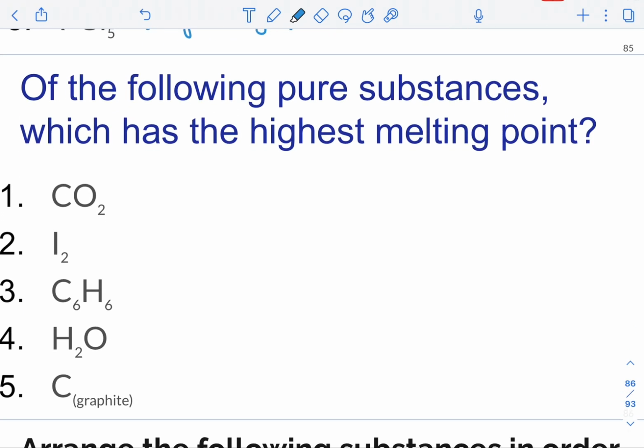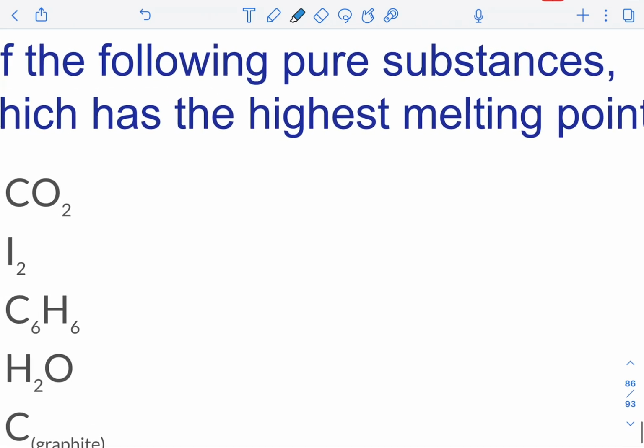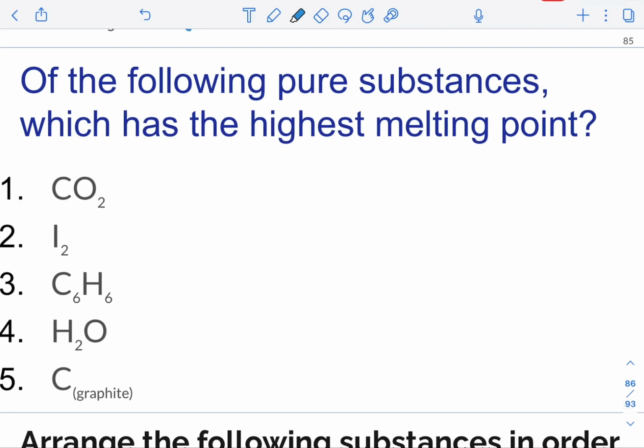So now this is another type of question you might be asked. Of which of the following pure substances, which one has the highest melting point? Okay, so you go through and use that slide that said how to justify IMFs or something like that. Use that part to do this, okay? So CO2 is molecular covalent, and so then you go to your IMFs. So that is just going to have LDF.